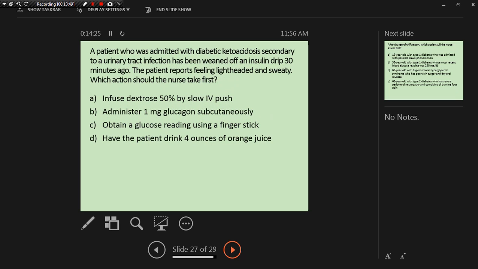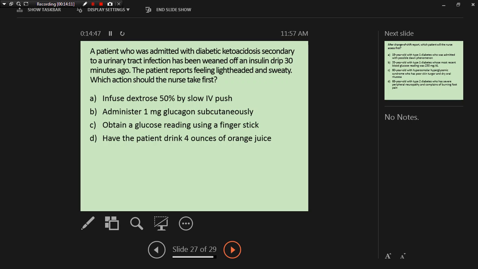So a patient who was admitted with DKA secondary to a UTI has been weaned off an insulin drip 30 minutes ago. The patient reports feeling lightheaded and sweaty. Which action should the nurse take first? I think the most important thing to do is obtain a glucose reading using a finger stick. Why?